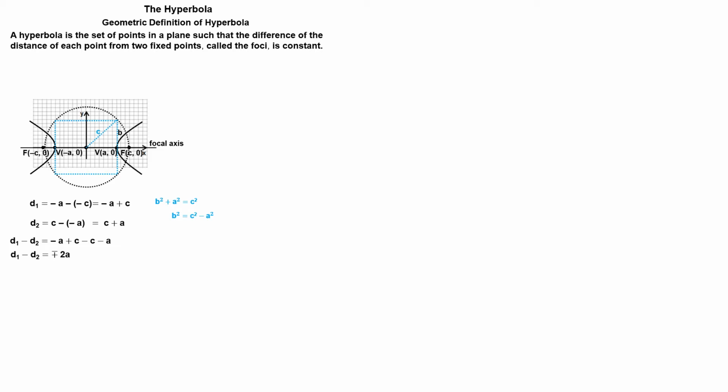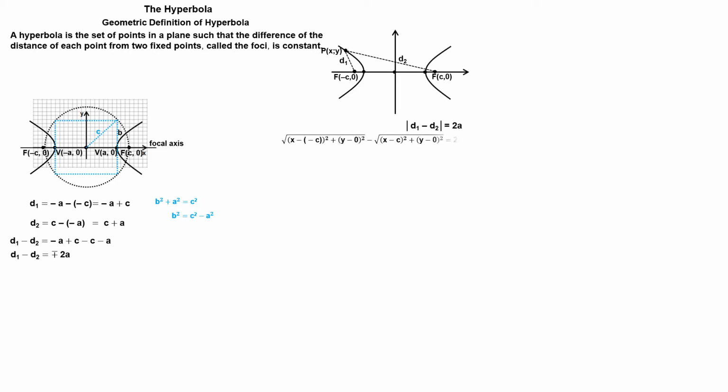From the definition of a hyperbola, we will find an equation of a hyperbola centered at the origin, opening horizontally with foci at (c, 0) and (-c, 0). Use the distance formula. After eliminating radicals and simplifying, we obtain the standard form of the equation of a hyperbola centered at the origin. Pay attention.